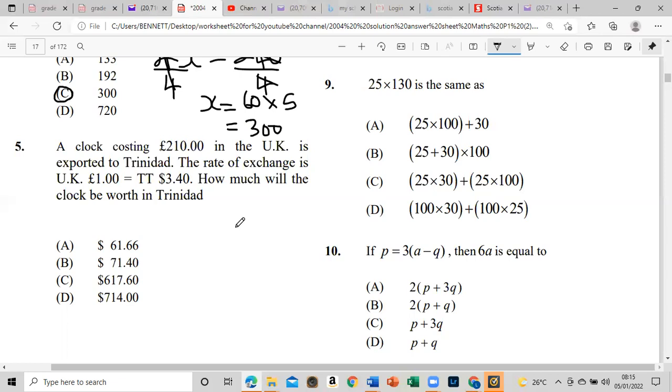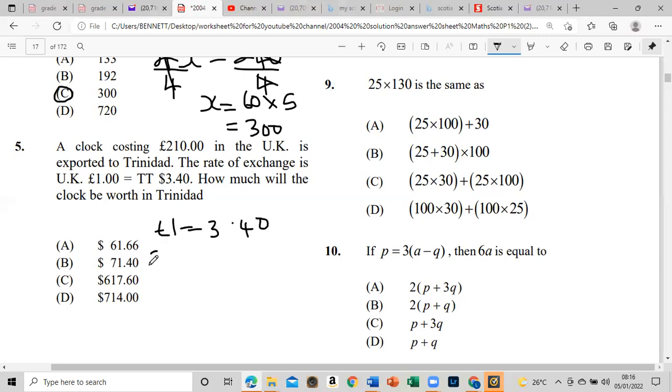A clock costing £210 in the UK is exported to Trinidad. The rate of exchange is 1 UK pound to Trinidad $3.40. How much will the clock be worth? So £1 equals $3.40.